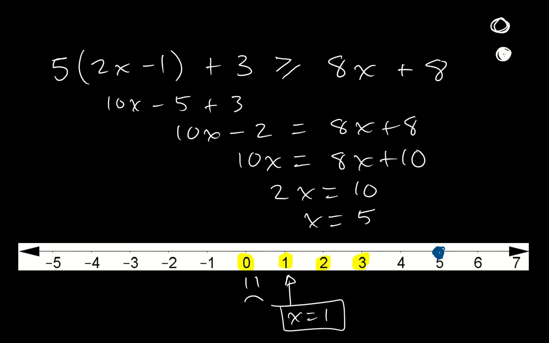Well, if x is 1, the thing in this parentheses is going to become 2 minus 1, which is going to be 1. Okay, right? 2 times 1 is 2. 2 minus 1 is 1. 5 times 1 is 5, plus 3. So on this side, I'm going to get the number 8. And on the other side, I'm going to get 8 plus 8. Okay, 8 plus 8.